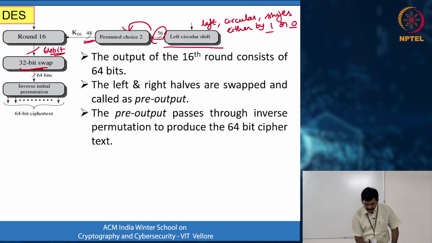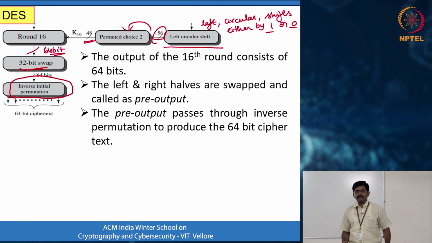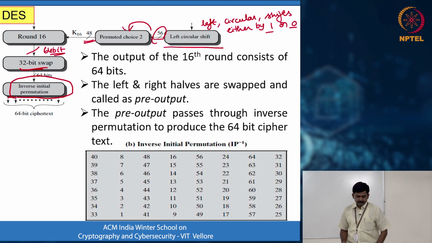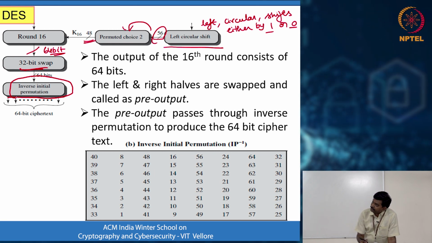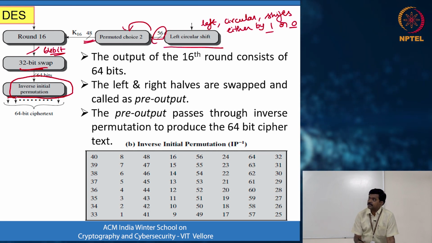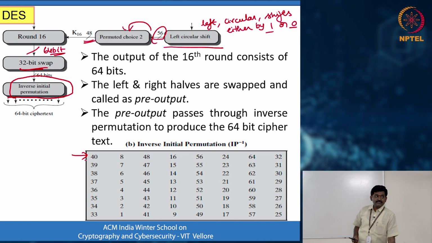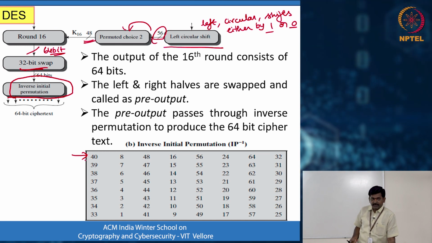That undergoes inverse initial permutation. Okay, because you did IP in the very beginning, that needs to be inverted. This is your inverse table. What is the inverse table first bit? Inverse table first bit is 40th. Why 40? Because while doing the initial permutation, where did the first bit go? To the 40th location. Now you are bringing from the 40th location.